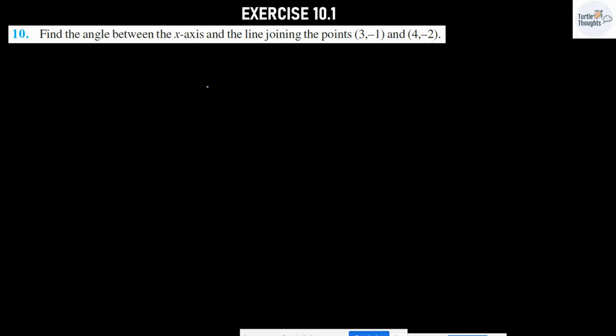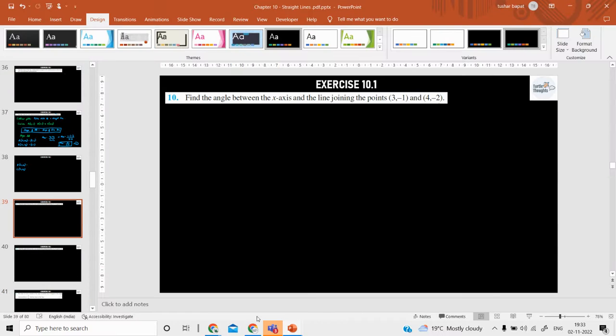Find the angle between the x-axis and the line joining the points 3 comma minus 1 and 4 comma minus 2.